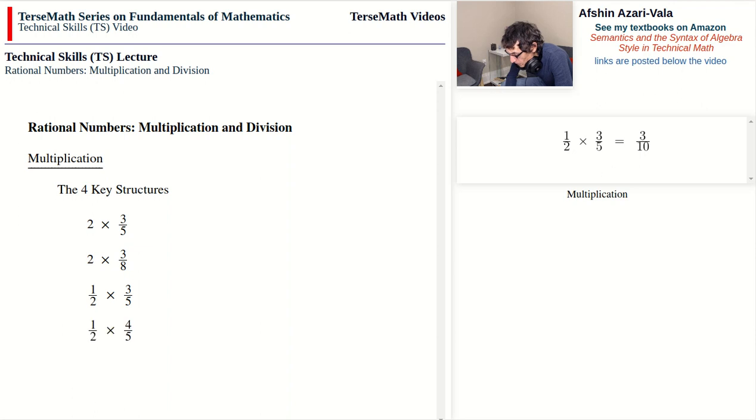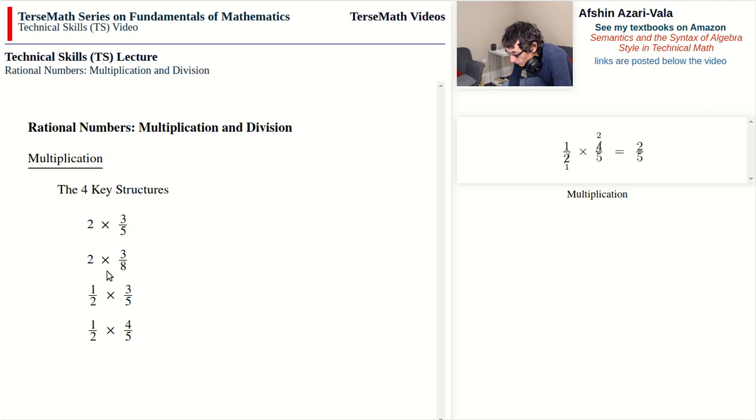The fourth key structure is when we have 1/2 times 4/5. And in this case, we can simplify 2 and 4. And again, what we are doing here is that the argument is if we want to find half of 4/5, then we divide the number of pieces by 2. And so instead of 4/5, now we have 2/5, which is pretty much half of 4/5. So these are the 4 key structures. The second one and the fourth one are the ones where you can do reduction.